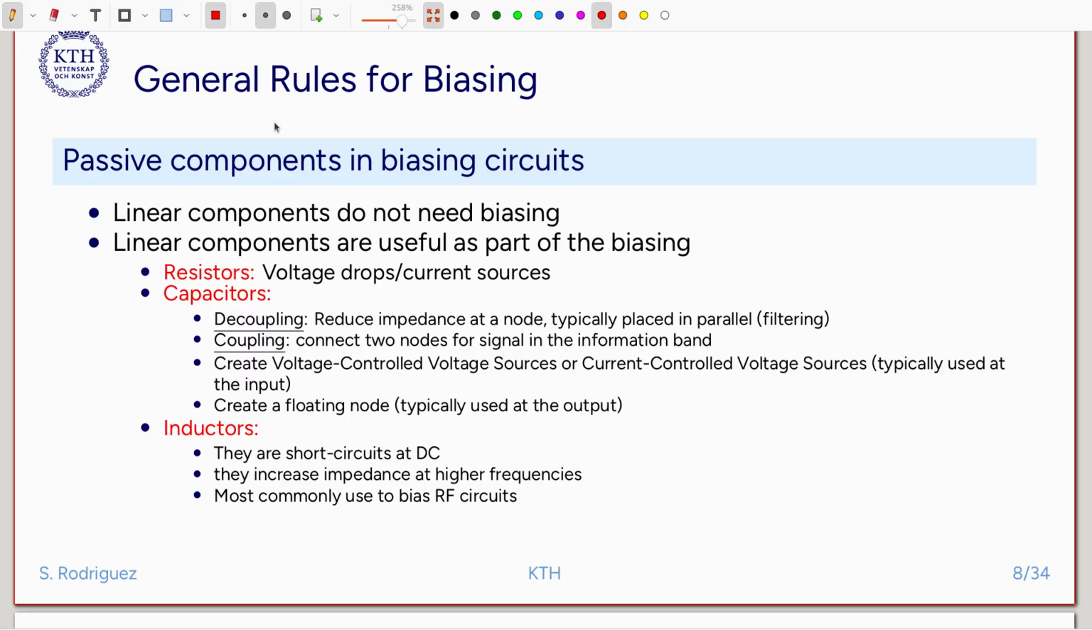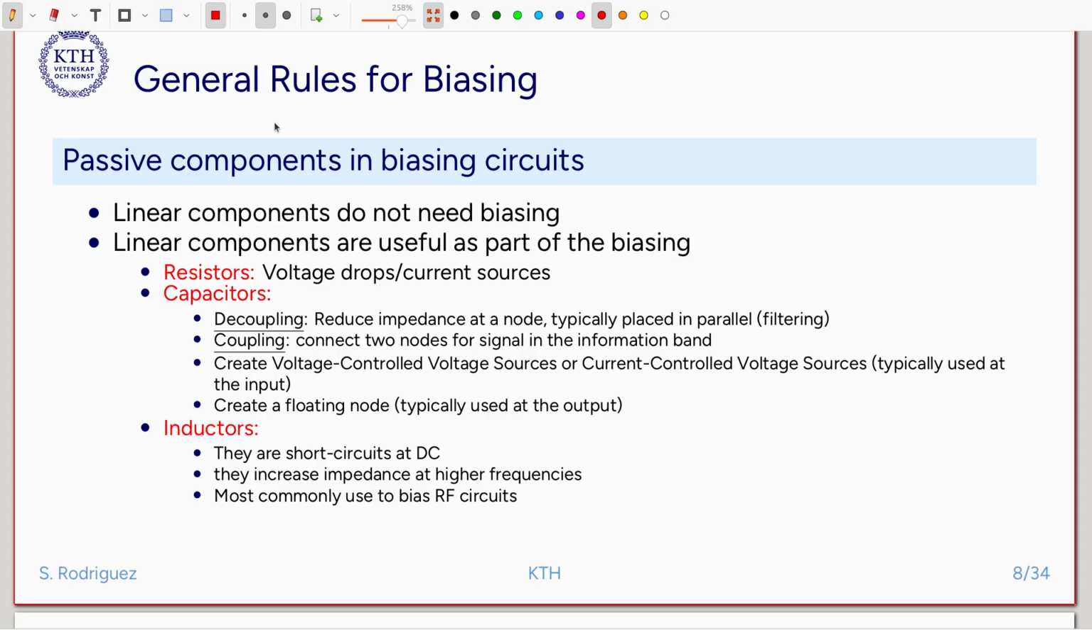So it can be used as a voltage drop. Sometimes I need to create voltage drops, or it can be used as a current source. Yeah. Capacitors are very useful. They can be used for decoupling two nodes, so reduce impedances. Typically they are placed in parallel and used for filtering.